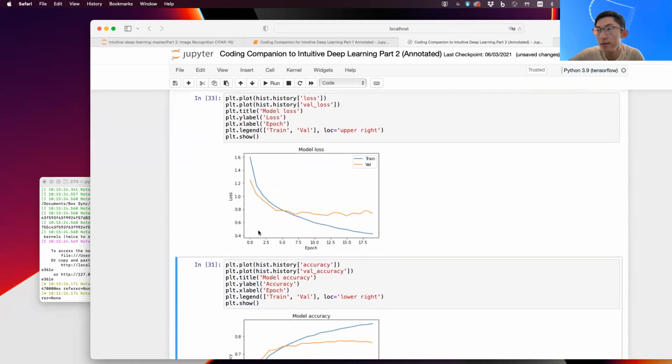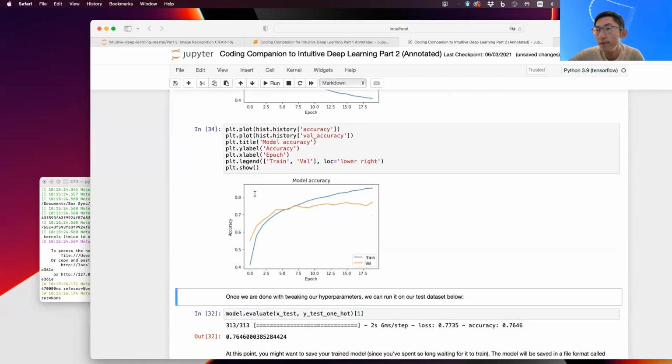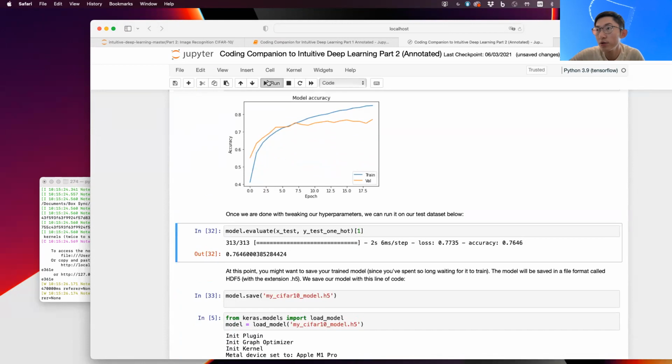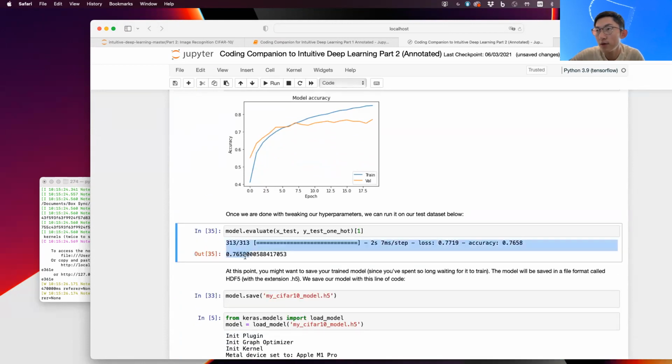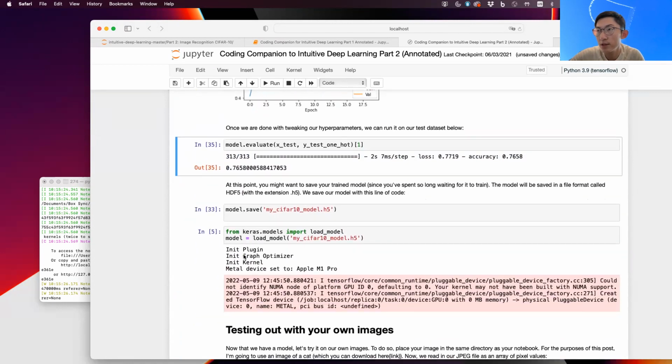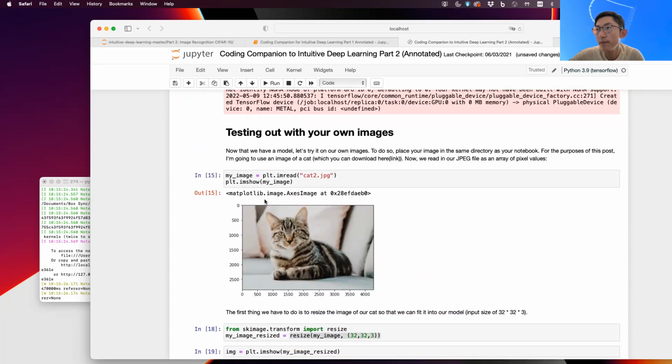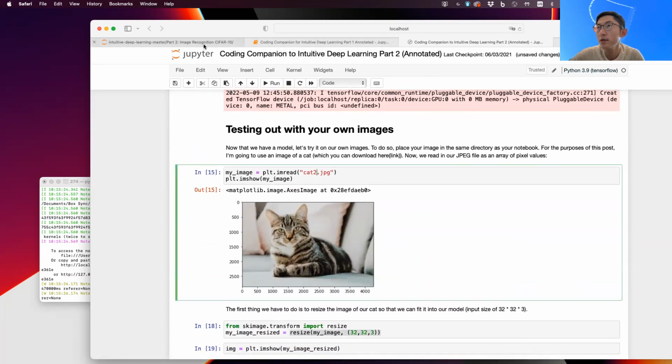And we see the performance. I can quickly show you. This is the evaluation on the testing data. Overall, it's about 0.76 accuracy. You could save your model, right?